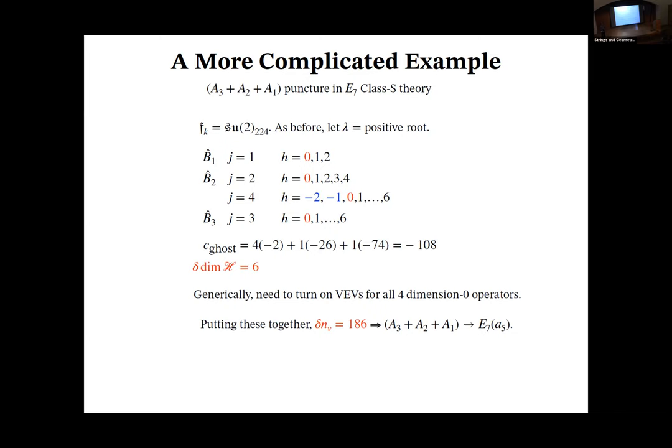I had to add in total four plus one plus one is six ghosts. So the Higgs branch dimension goes down by six. And generically, I had to turn on VEVs for all of the guys in red. So I had to fix those to four generic non-zero complex numbers. I put all of this together. And what I find is that the effective value of N sub V changes by 186, which is to say this nilpotent orbit gets Higgsed to that nilpotent orbit. Some totally non-obvious thing. Trust me, it's not obvious.